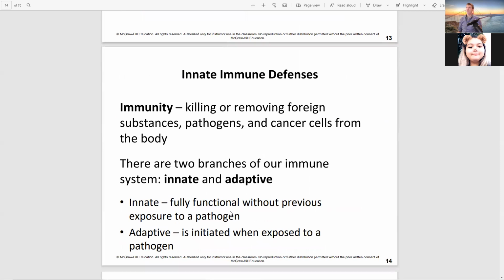So the innate immune defense is basically your first line of immunity. So this is the killing or removing of foreign substances, pathogens, and cancer cells from the body. So there are two branches of our immune system. You have innate and adaptive. So innate is fully functional without previous exposure to a pathogen, and adaptive is initiated when exposed to a pathogen.